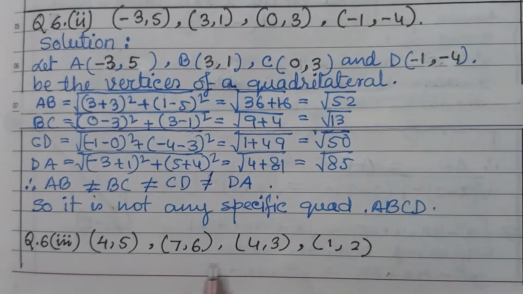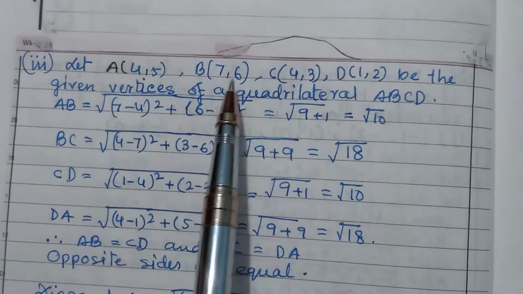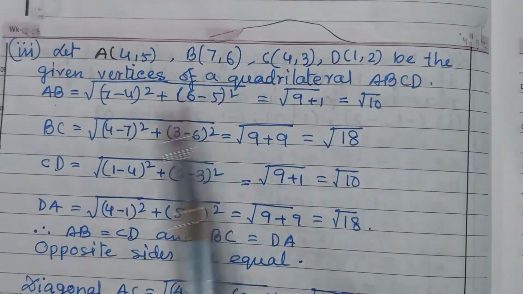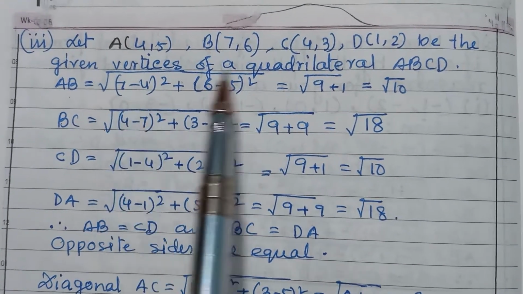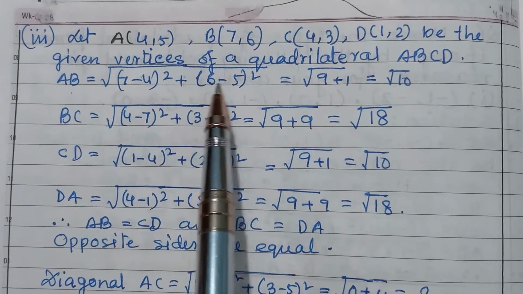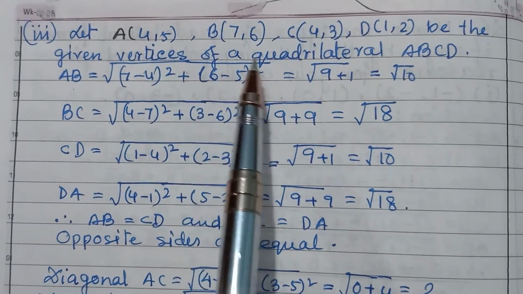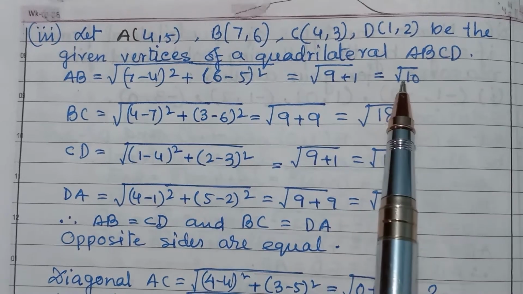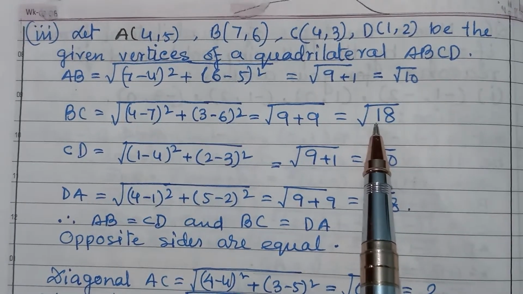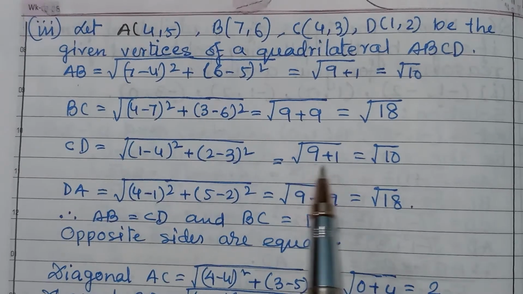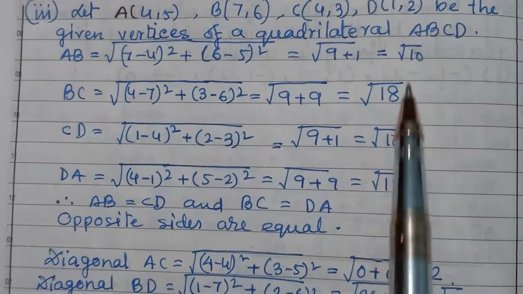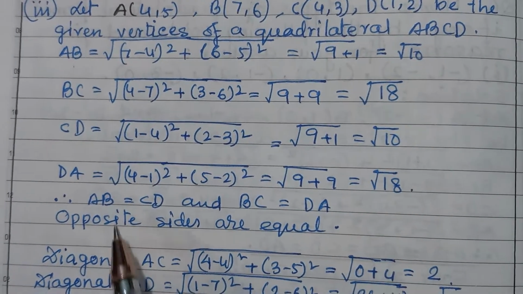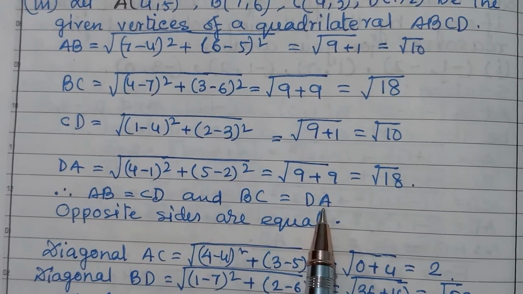Okay, next, 4 points are given, you have to check them. These are the 4 vertices A, B, C, D. Now AB is equal to the square root of (x2 minus x1) whole square plus (y2 minus y1) whole square. It is root 10. BC is root 18, CD is root 10, DA is root 18. That means two opposite sides are equal. So AB is equal to CD and BC is equal to AD.